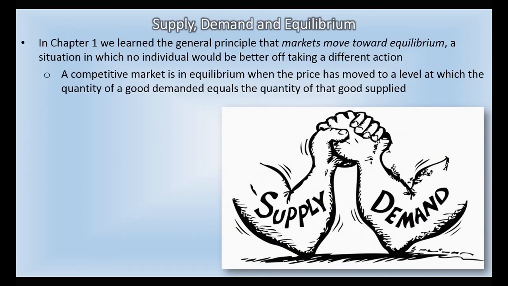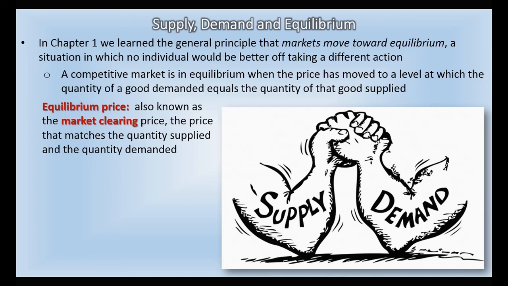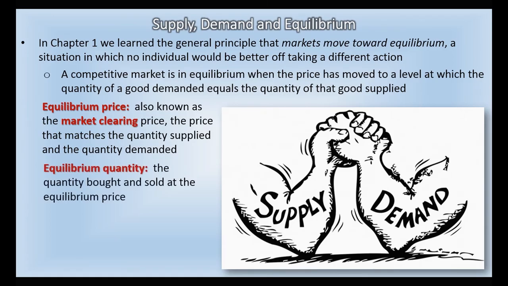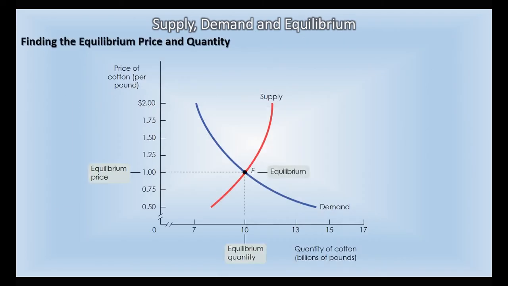So again, the market supply curve shows how the combined total quantity supplied of all individual producers in the market depends on the market price of that good. All right, now let's throw both of these together and get to what's called the equilibrium for the market. So in chapter 1, we learned the general principle that markets move toward equilibrium, a situation in which no individual will be better off taking a different action.